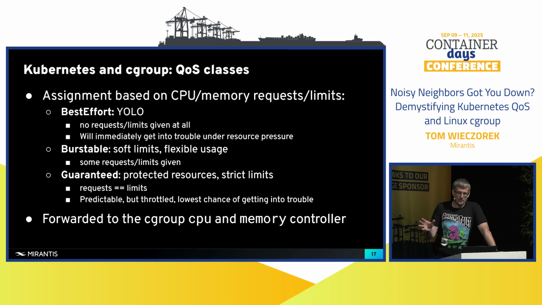Burstable is the middle ground. You have some requests and some limits, but they're not equal. This makes it the most valuable QoS class, I would say, because it gives you the possibility to burst and use more CPU or more memory than you usually request. If there's still something available, that's just fine. I mean, we just don't want to have slack CPU around, right? So we want to use it if we can. Okay.